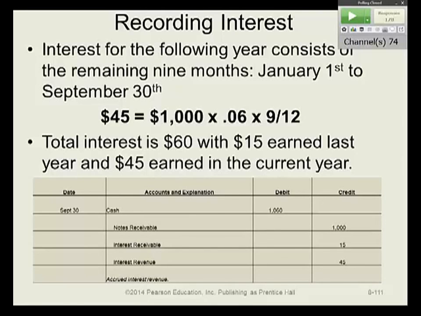So what you need to know about notes, we have one other facet of this, but what you need to know about notes is that you must accrue interest if the note is going to overlap the end of an accounting period. And when you collect the note, you collect the maturity value. And that maturity value is principal plus interest. And in this case, since you overlapped with an accounting period, you would have to record the total amount received, $1,060. You'd have to credit the note receivable for the face amount, and then the interest for 15 is the receivable, and then the interest earned this year is 45.